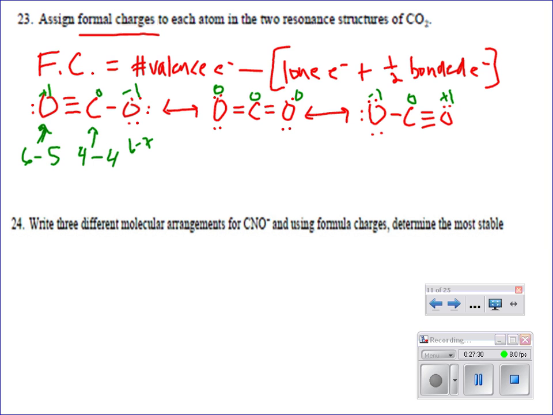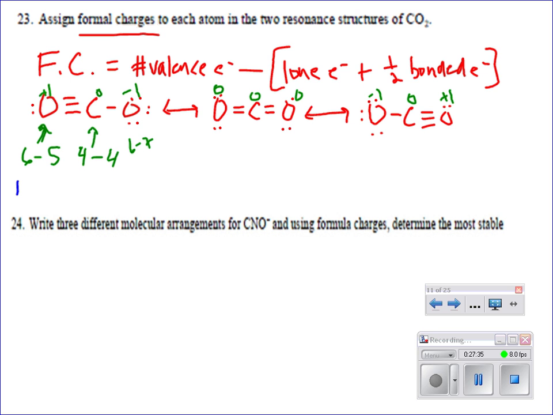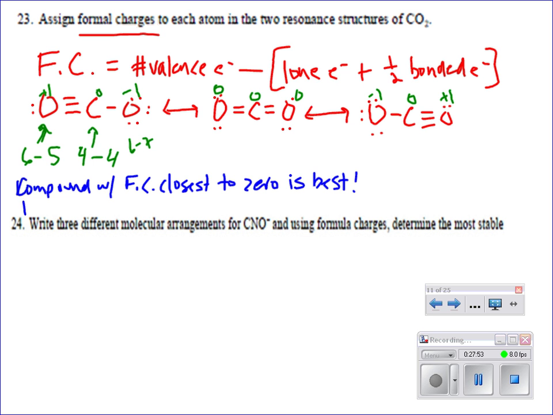So how do I know which is the best structure? The rules for formal charge are as follows. The compound with formal charges closest to 0 is the best. Or if you have charges, you want the negative formal charges on the most electronegative atoms.